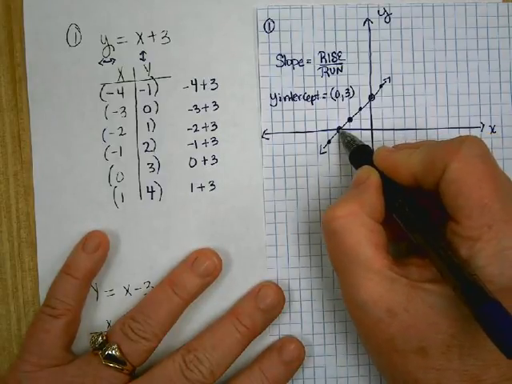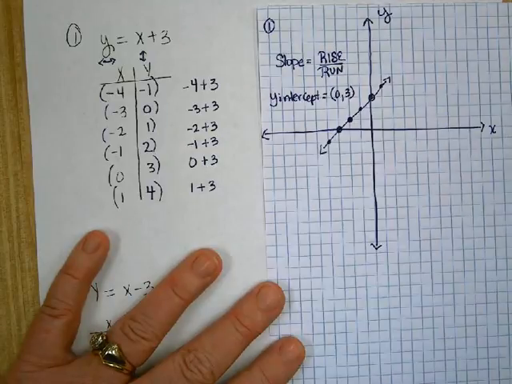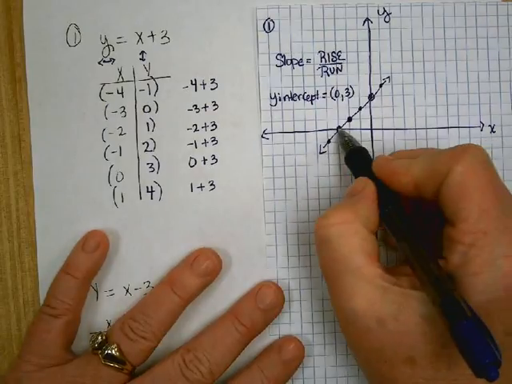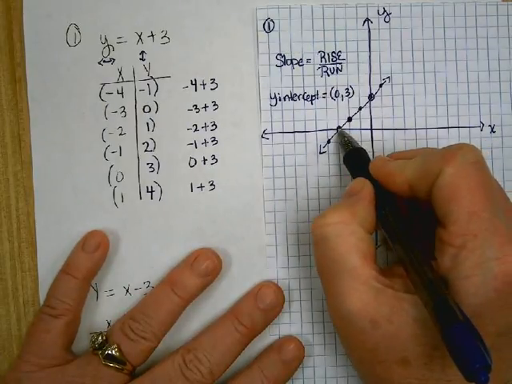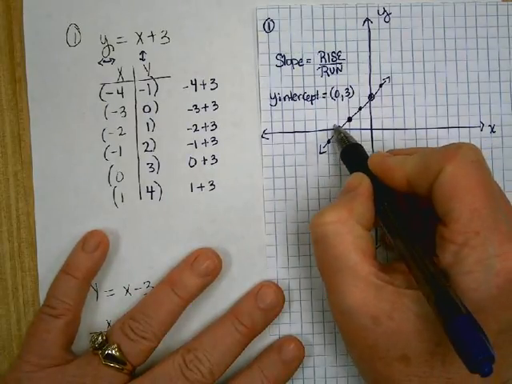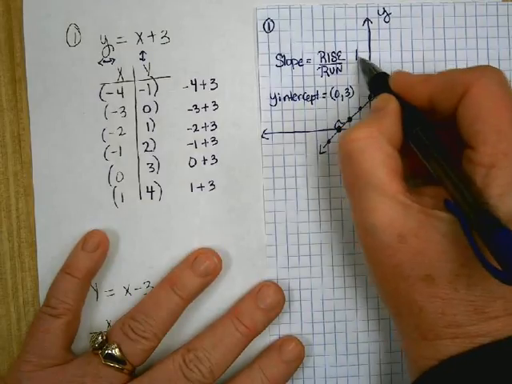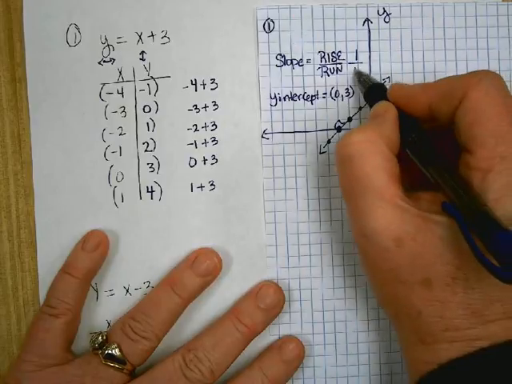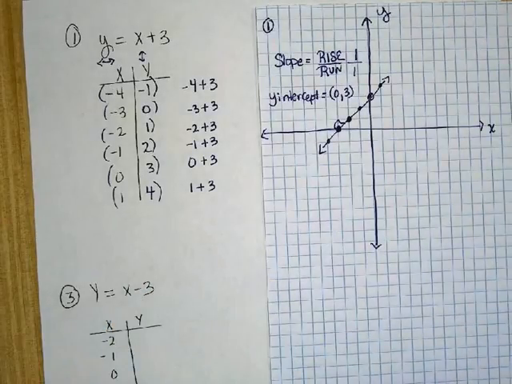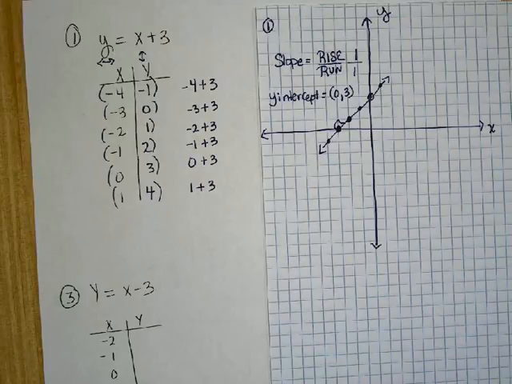And you say you need to go up or down however many, and then over however many. So what is this? Is it an up or a down move? Up 1 and over 1. So up 1 is positive 1 in the top. Over 1 is positive 1 in the bottom. Any questions on how to do that? Okay, let's do number 2.